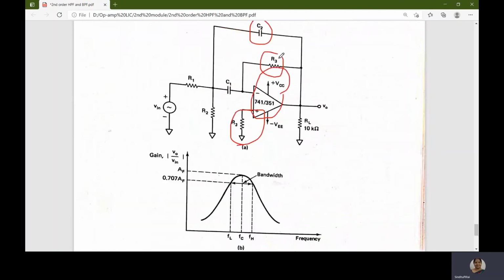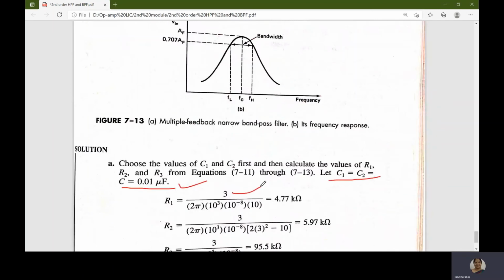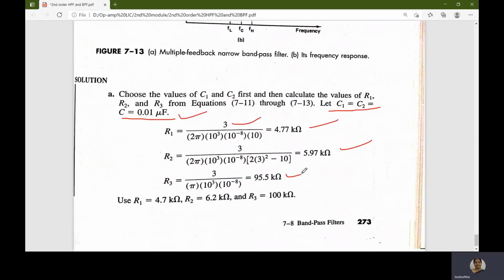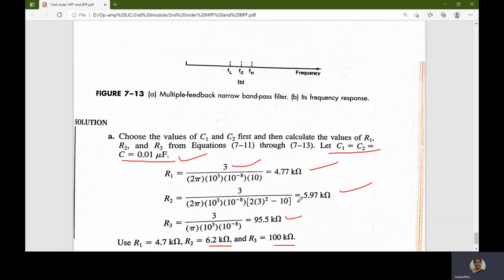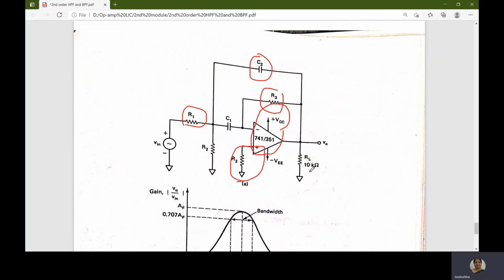By assuming the capacitor value C as 0.01 microfarad, with quality factor given as 3 and frequency 1 kilohertz, we can find out the values for R1, R2 and R3. Okay, so R1 is 4.7 kilo ohm as the standard value, R2 is 6.2 kilo ohm, and R3 is 95.5, which is nearly taken as 100 kilo ohm. All these three resistor values, that is R1, R2, R3, and C1, C2 as 0.01 microfarad, can be substituted in the narrow band pass filter to design a narrow band pass.